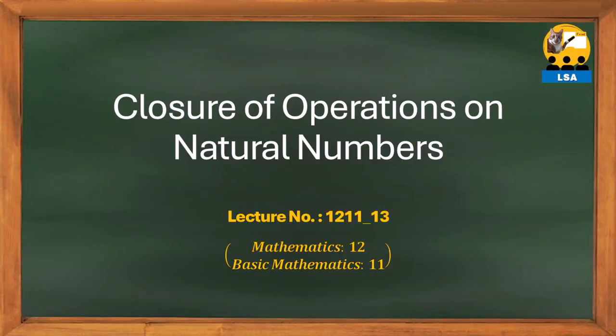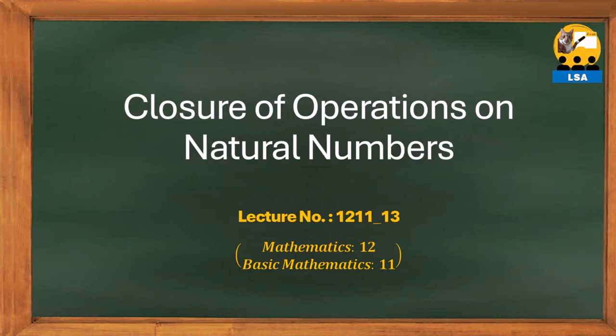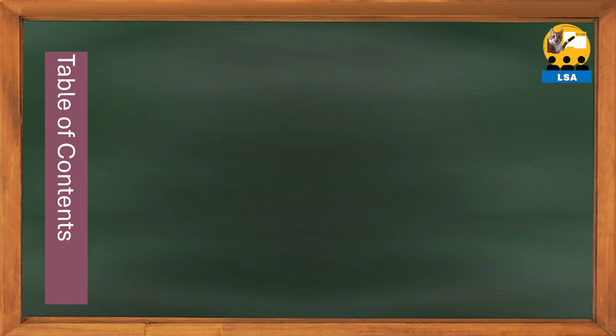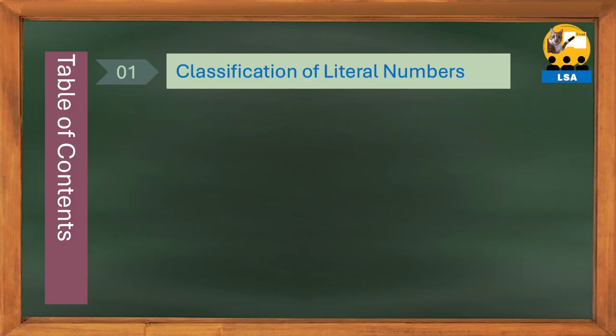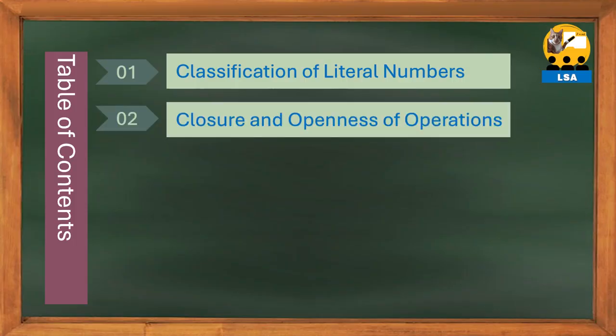Today, following our study on the 4 basic operations of natural numbers in the last class, we will learn about the closure and openness of operations on natural numbers. Here are the main topics for today's lecture. We will explore how to represent numbers using letters instead of numbers as a method of expression, and examine the meaning of the closure and openness of an operation.